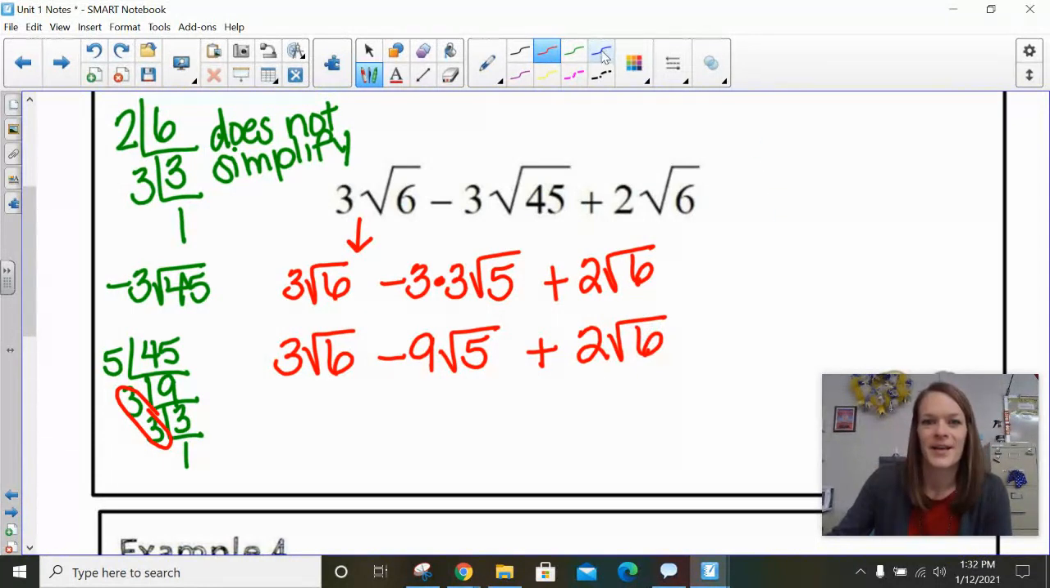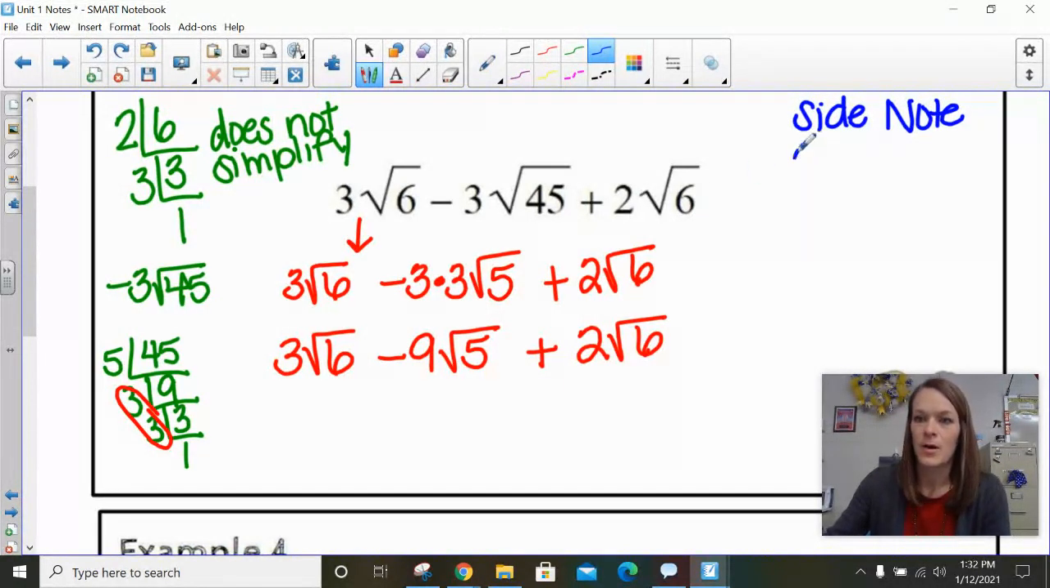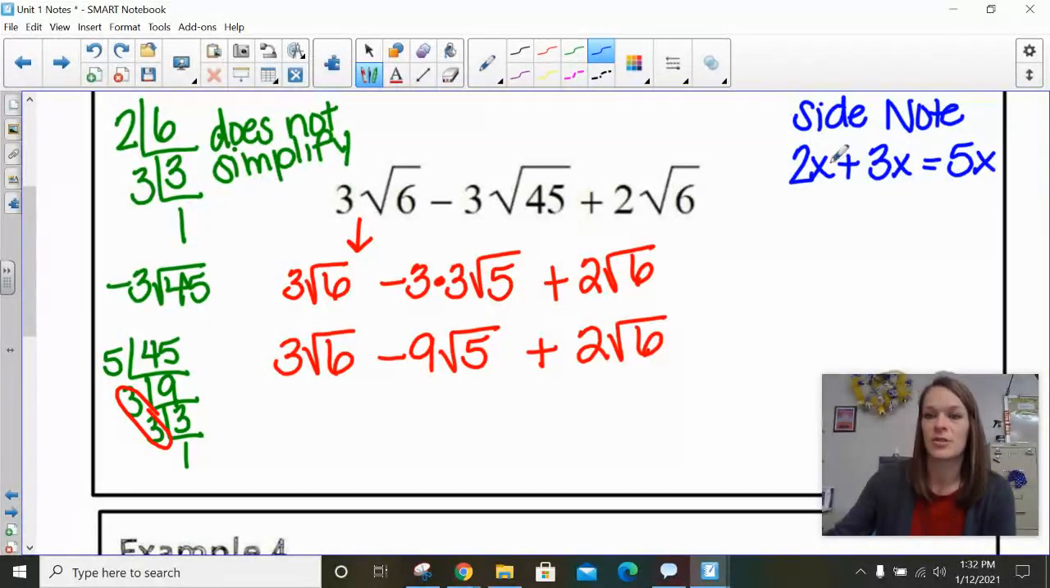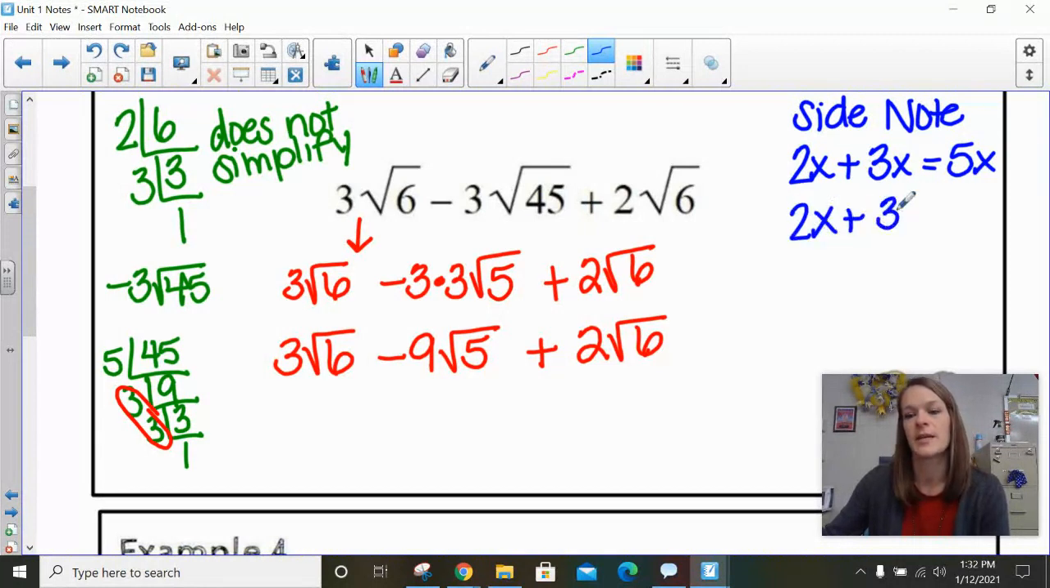When you're adding radicals, it's just like adding variables. Just a side note, if I were to say what's 2x plus 3x, that would be 5x. You just add the numbers with it and keep the variable. But if I said what's 2x plus 3y, it's just 2x plus 3y. You can't add those together because the variables aren't the same.